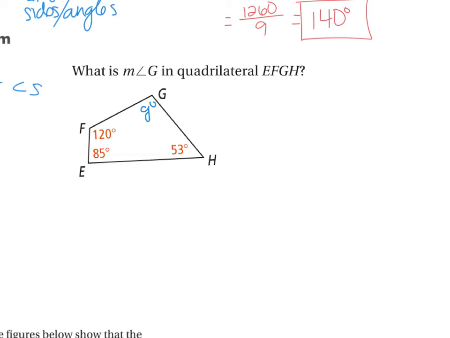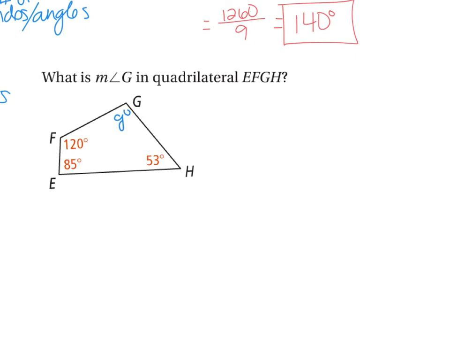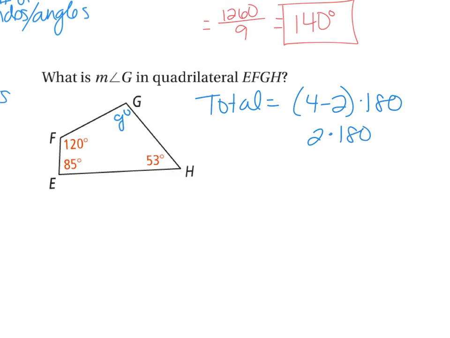First, we need to figure out the total amount of degrees inside of a quadrilateral. You may already know the answer to this, but I'm just going to work it out in case you don't. The total number of sides is 4. So 4 minus 2 times 180 would give me 2 times 180. So the total interior angles are going to be 360 degrees. Sweet, we got that. Let's keep moving.